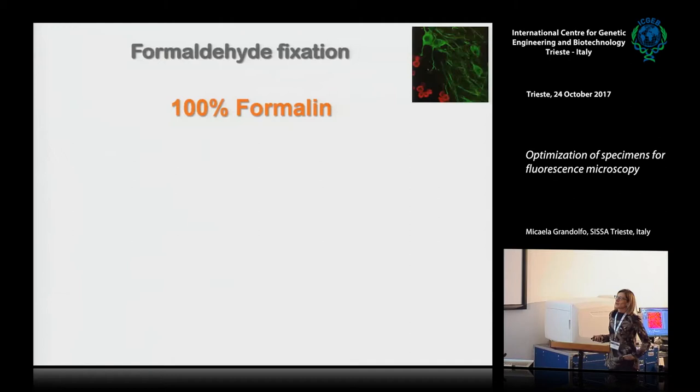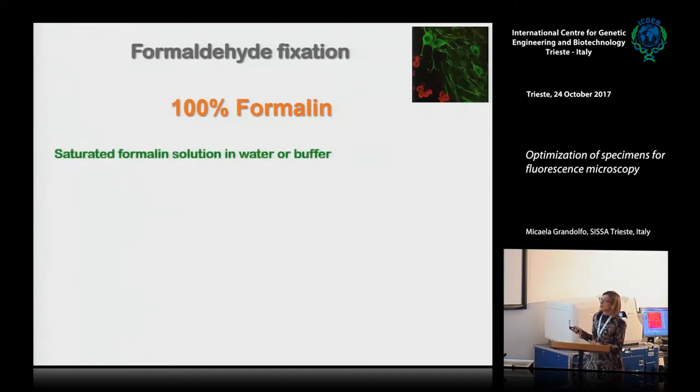Okay, I know that you work properly and you use a fresh solution of PFA and so on for your samples, but sometimes it could happen that you have the opportunity to receive some pieces of tissue, for example, from a hospital or from some colleagues, and you have to know how they fixed that tissue. And sometimes people use 100% formalin, okay? That is not the same. It is very different from using a fresh PFA solution.